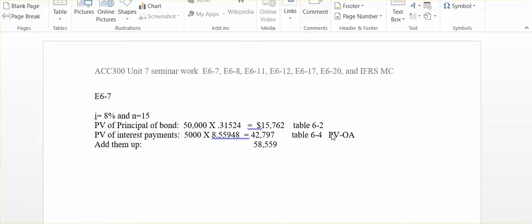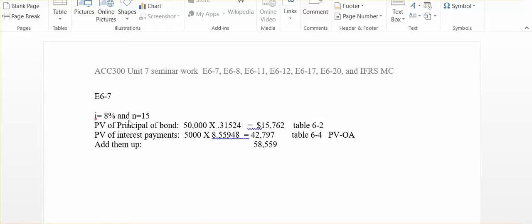It pays at the end of each year, so that's why it's an ordinary annuity. If it paid the $5,000 at the beginning of each year, it'd be an annuity due. So that would be a different table. So 6-4. So now if we add up the present value of all the payments and the present value of the amount that we're going to pay back in 15 years, put those together and we get the value of the bond at 8%. If we want to do this for 10%, we would use the same tables. Instead of using the 8% column, we would use the 10% column.